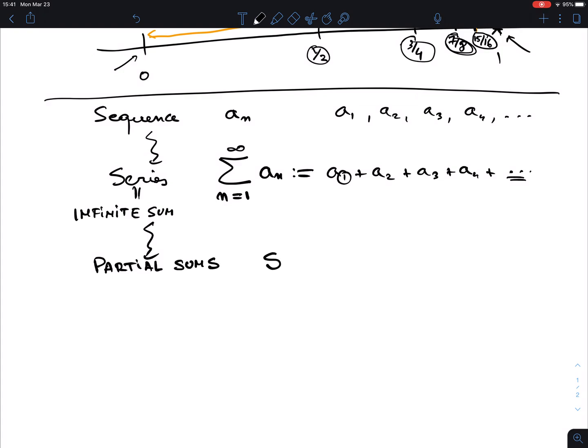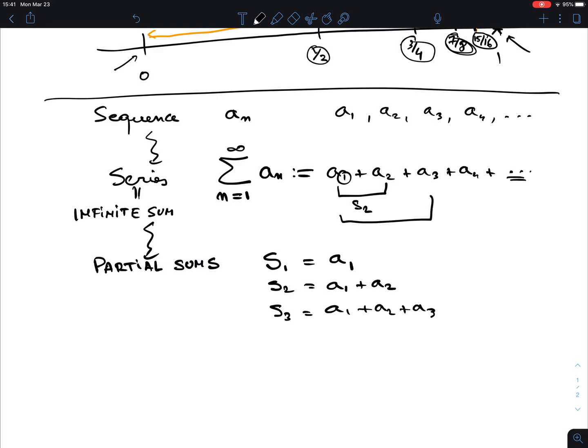We're going to use a little s for the partial sums, s of n. So S1 is just the sum of the first one, that's A1. S2 is the sum of the first two, A1 plus A2. And S3, we keep going, A1 plus A2 plus A3, and so on. What does it mean? I'm actually generating a new sequence. Notice it's not the original one, the ANs, but now I get the partial sums. These are going to be the SNs.